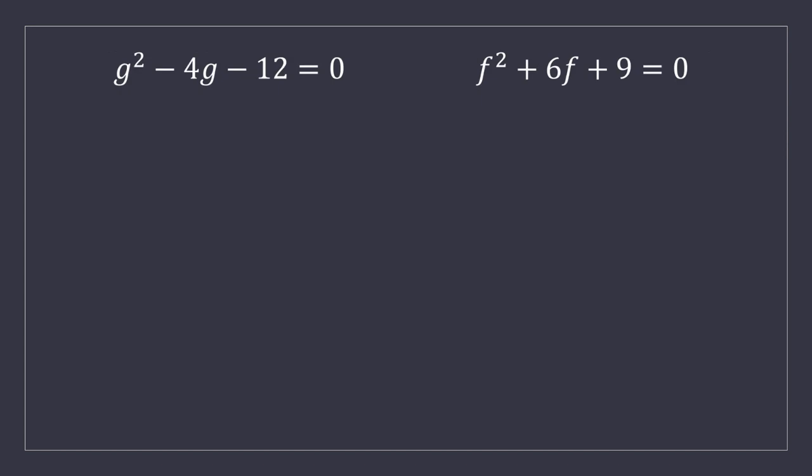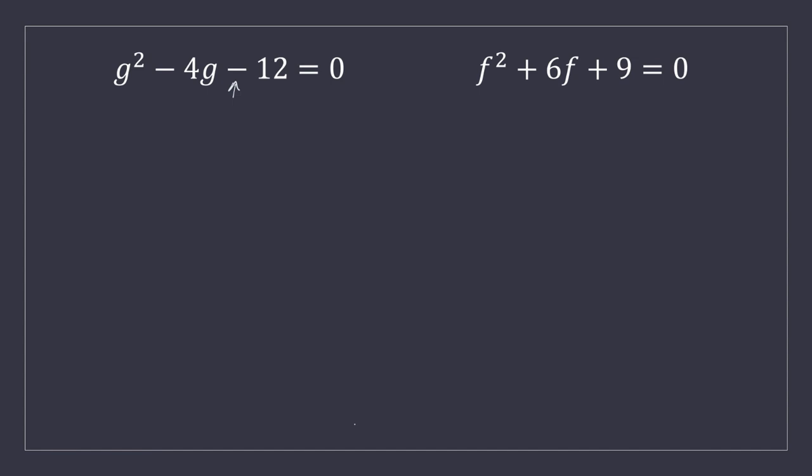Let's try some more here. I'm pretty sure you've seen factoring before, but just as a quick review, we always look at the third number. That's what we want to find the factors of. So what multiplies to make 12? And then what subtracts, because of this subtraction sign, to make negative 4?